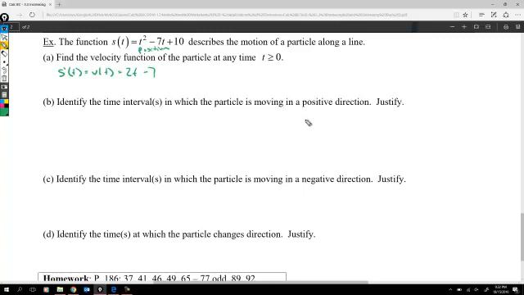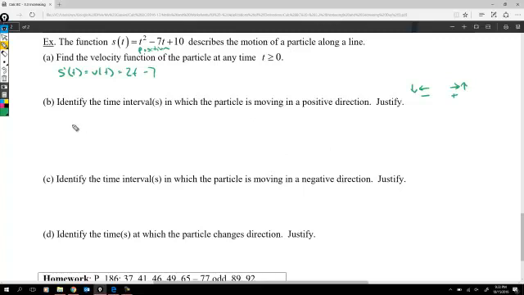So remember, the difference between speed and velocity is that velocity has direction. If I have a negative velocity, that means that I'm moving to the left. If I have a positive velocity, it means I'm moving to the right. So this question is asking me for the time intervals in which the particle is moving to the right, or moving in a positive direction, or actually it could be up or to the right. Those are both common uses for this.